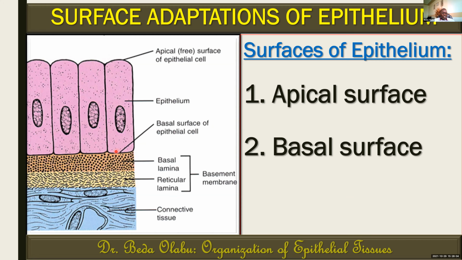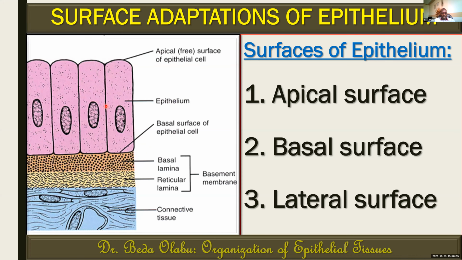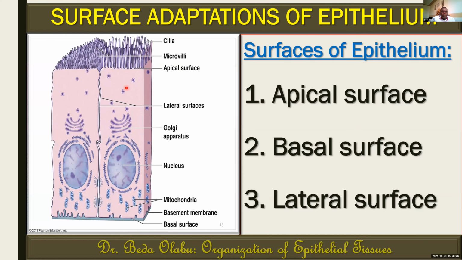So this is the basal surface of the epithelium. This is the apical surface of the epithelium. But there's also this surface where the cells are adjacent to one another. That is the lateral surface of the epithelium. Having said so, epithelium displays some adaptations on the three surfaces. Let's start with the adaptations on the apical surface. So apical surface will see some adaptations in form of projections. We're going to see them. Lateral surface will also see the adaptations there. And basal surface will see the adaptations there.